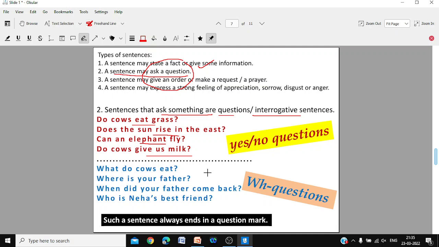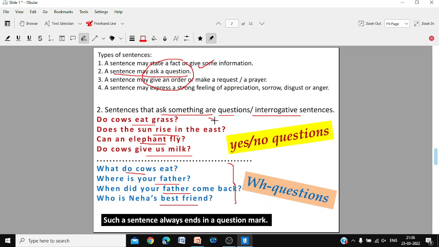These are WH questions. You cannot answer them in yes or no. What do cows eat? You can't answer with yes or no. You have to say grass. Where is your father? You have to say he is in the office. When did your father come back? You have to say yesterday. Who is Neha's best friend? You have to say Sneha. So these are WH questions which cannot be answered in yes or no.